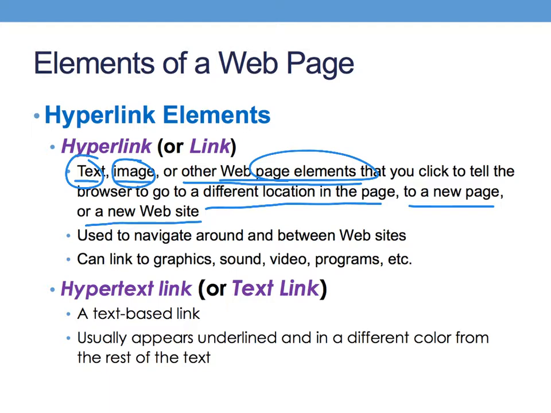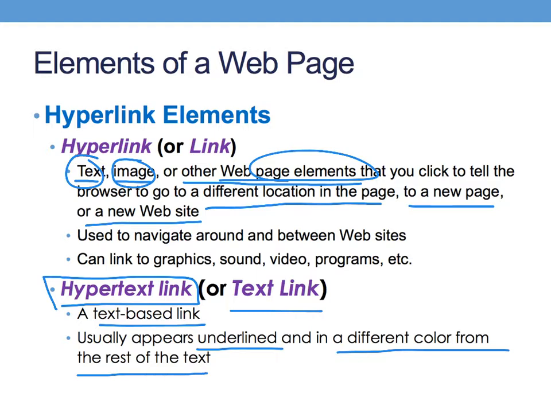Now, a hypertext link is really just a more specific word for saying a text-based link. So this is something that is text. So it is a paragraph or a couple of words in a paragraph. It is a heading that clicks somewhere. It is a list item that moves somewhere. It is text-based. It's not an image. It's not something else. It is text-based. And usually what happens when we have a text link is it will appear underlined and it will appear in a different color than the rest of the text.